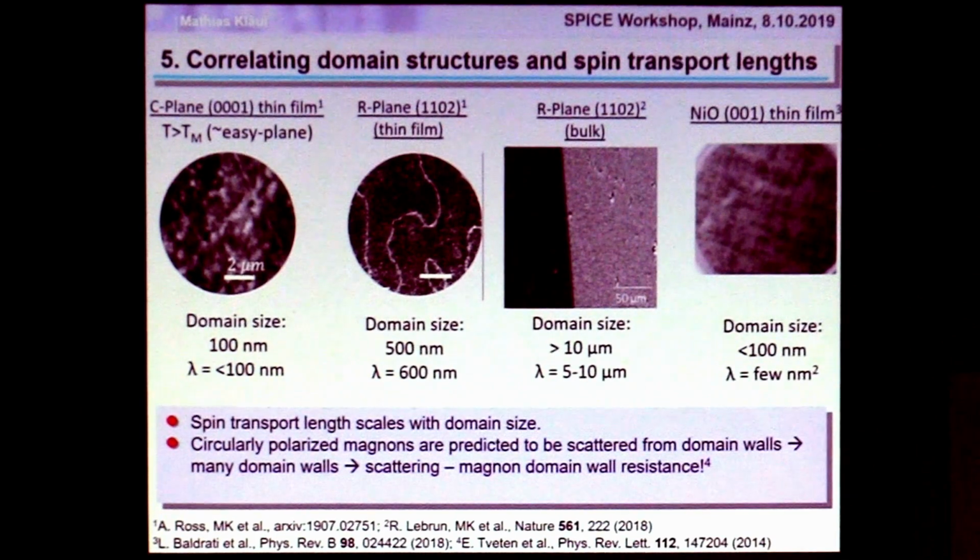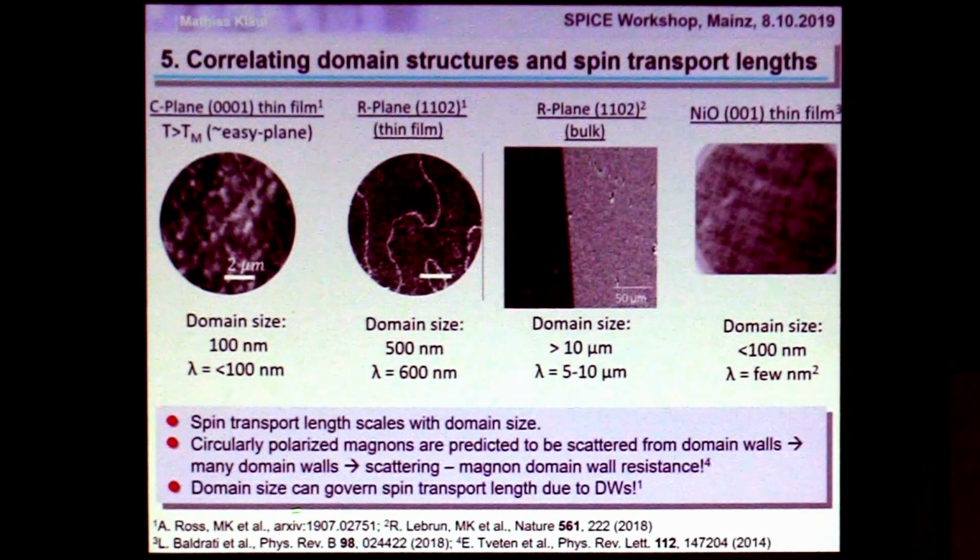The theory predicts that these circularly polarized magnons can be scattered from domain walls. If you have many domain walls, you get a lot of scattering, so you get something like a magnon domain wall resistance. The magnons don't propagate very far if you have lots of domain walls, and they propagate far if you have fewer domain walls. So on the positive side, you can even govern the spin transport length scale with domain walls.